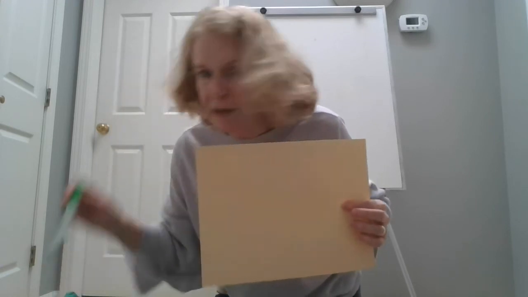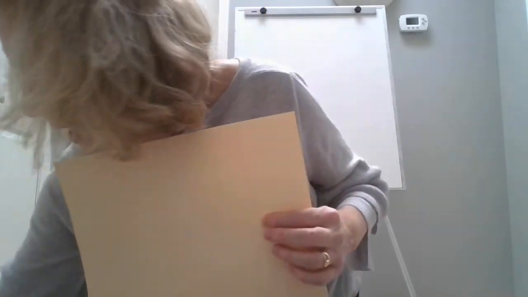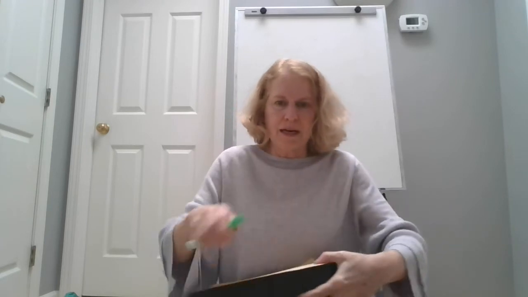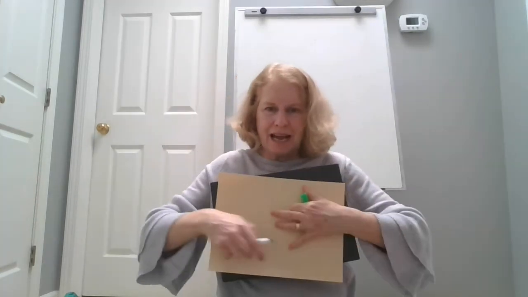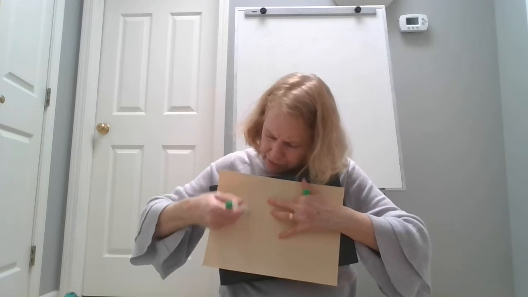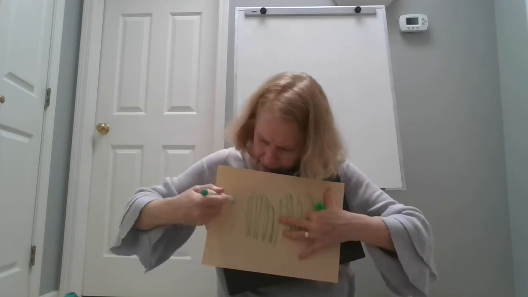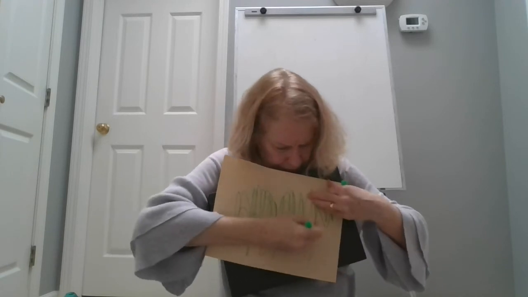So I'm going to take my green marker and I'm going to color my paper. I'm going to color all over it so it looks kind of like fresh spring grass. This is a spring green color that I happen to have. It's kind of the color of the grass when it first comes up in the spring. And I am just going to color all over it. Make it green.